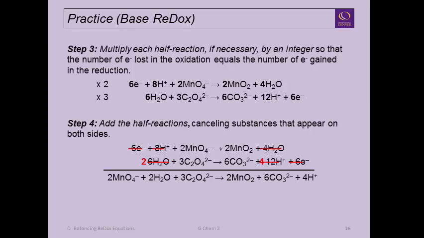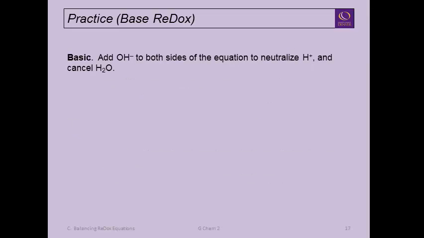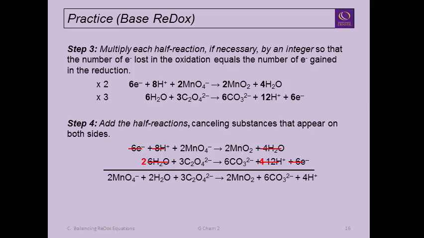And consequently, when you collect like terms, the result is 2 permanganates, 2 waters, and 3 oxalates will give rise to 2 manganese dioxides, 3 carbonates, and 4 protons. Now, once again, this is a balanced redox equation in an acidic solution, but the question asks for a balanced redox equation in a basic solution.